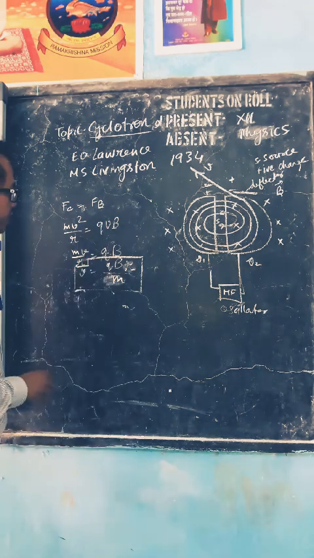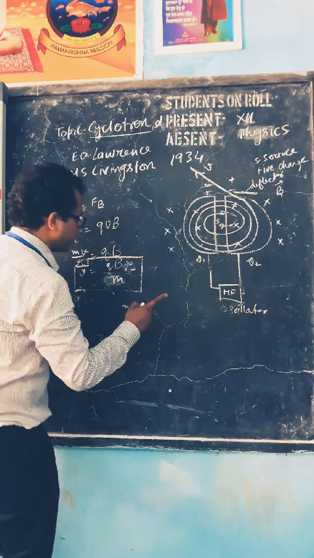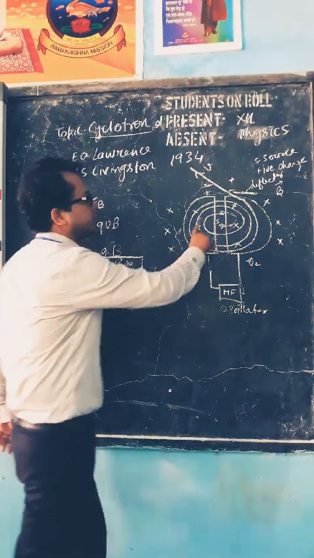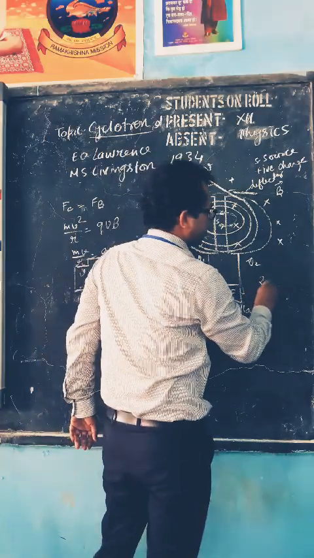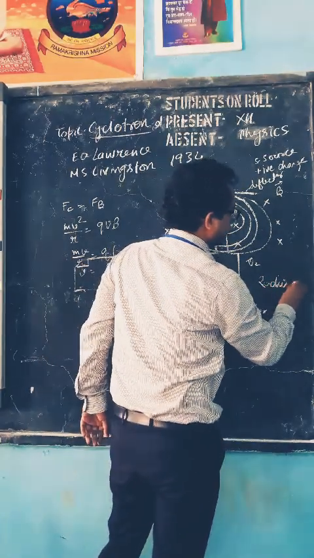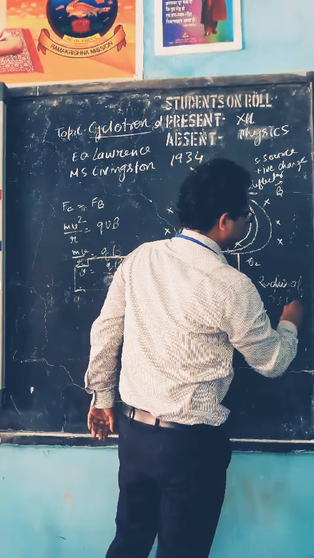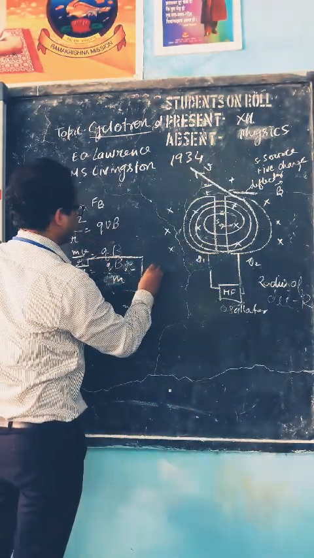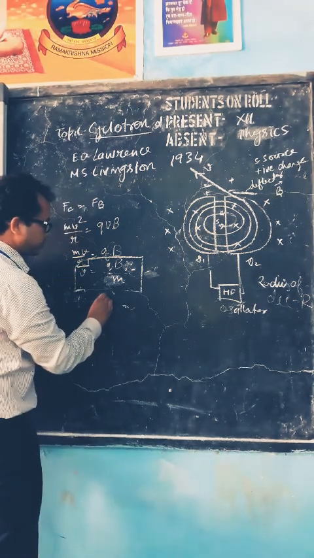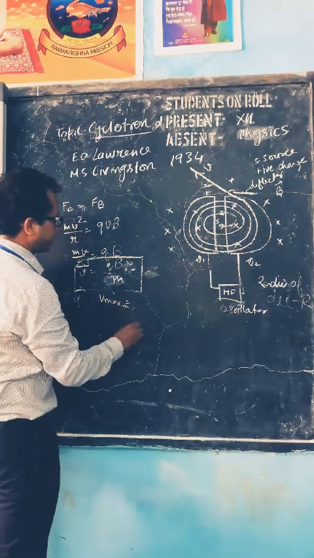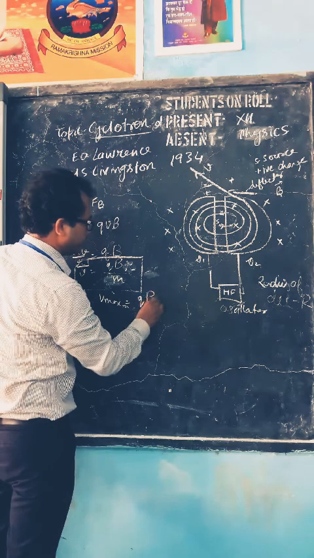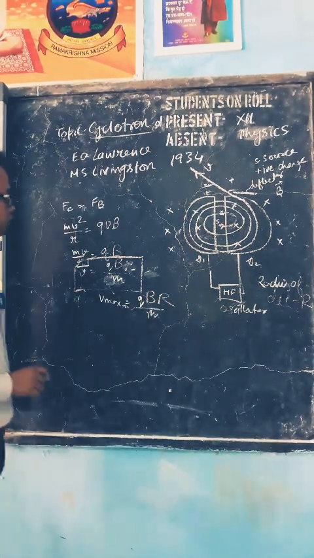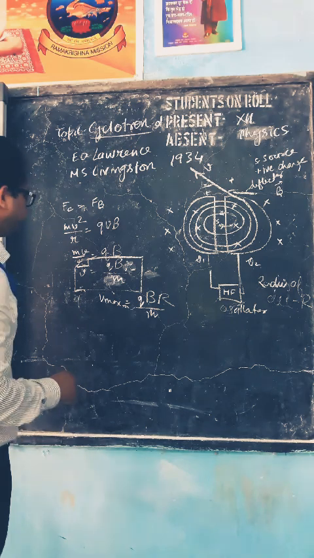So if it has reached the maximum velocity, then it has gone to the maximum radius. Let us suppose that the radius of the D equals capital R. So the maximum velocity that it will acquire will be equal to qB capital R divided by m. This is the maximum velocity that it will acquire.